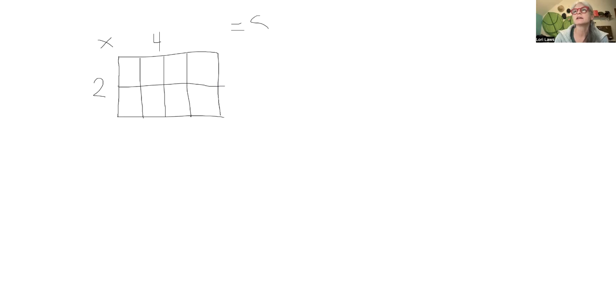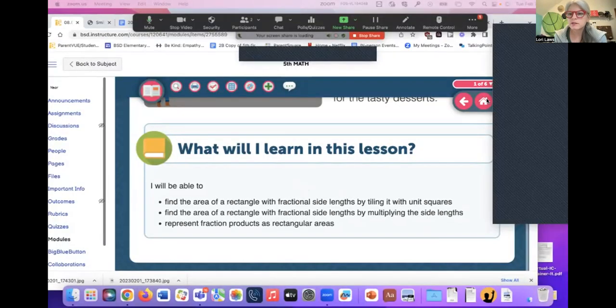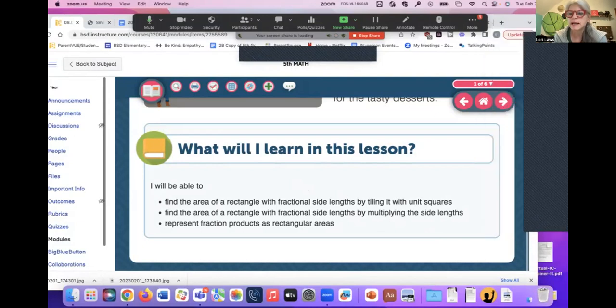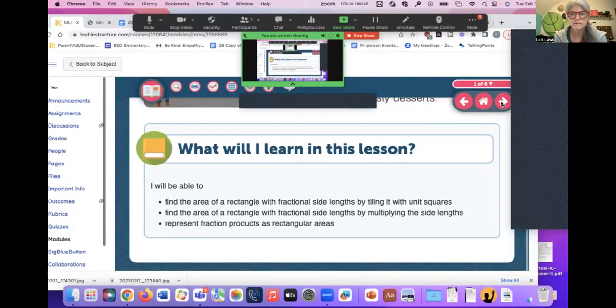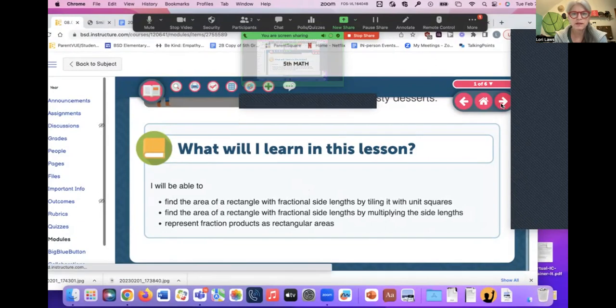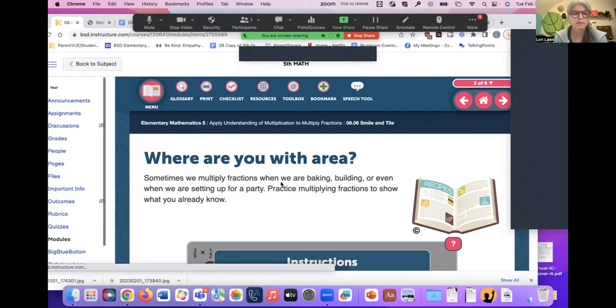Let's see if we've got 8. 1, 2, 3, 4, 5, 6, 7, 8, right? So remembering that area is length times width, let's go to today's lesson using fractions. 8.06, here's the first page, and we're going on to the second page. Maybe, if the computer will comply. Here we go, page 2.